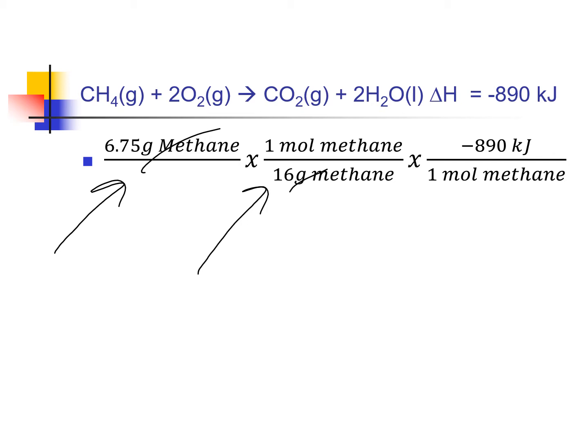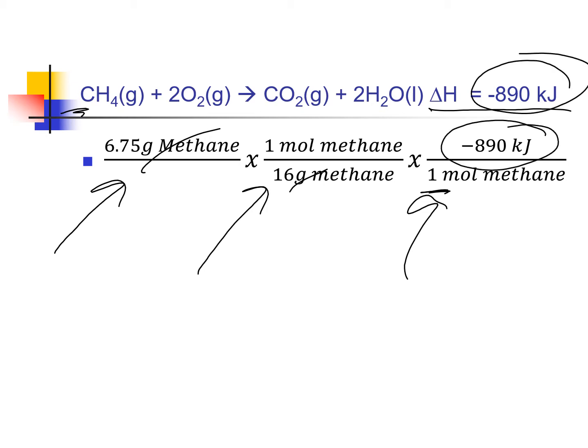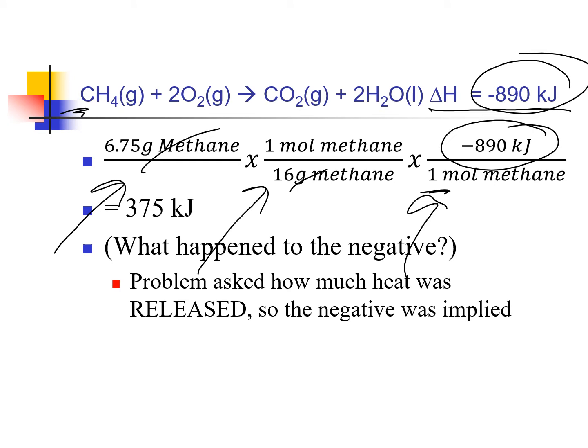Now, normally we would then do a mole-to-mole ratio, but here's the trick. We're going to do a mole to heat ratio, which is what we see right there. Now, this bottom is 1 mole of methane because methane has a coefficient of 1. If methane had a coefficient of 5, it would be 5 moles on the bottom. That negative 890 up top is the heat change that we see right there. So we get our answer, 375. But wait, Ms. Anderson, I hear you ask, what happened to the negative? Well, the problem said how much heat was released. That means it's implied that it's exothermic, so the negative is implied.